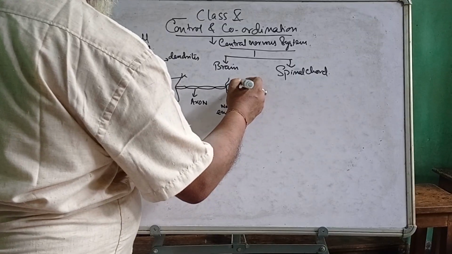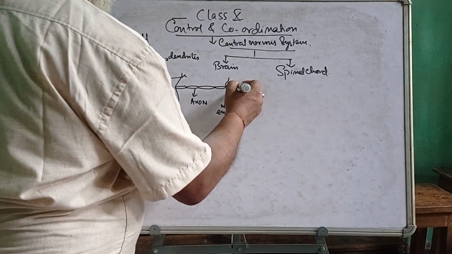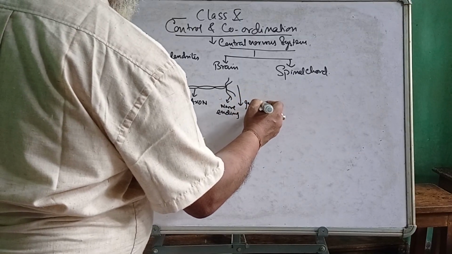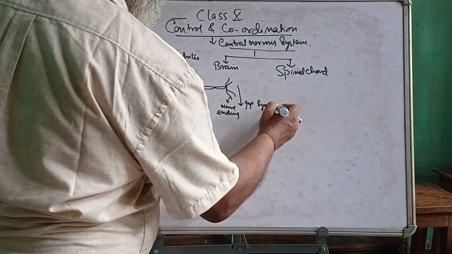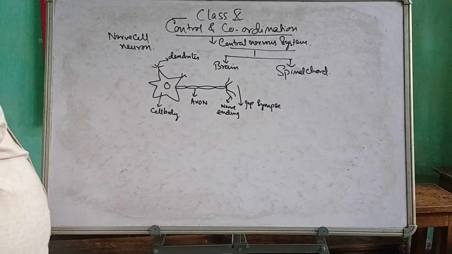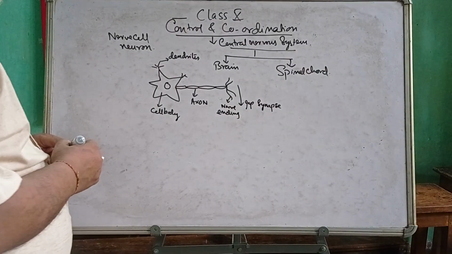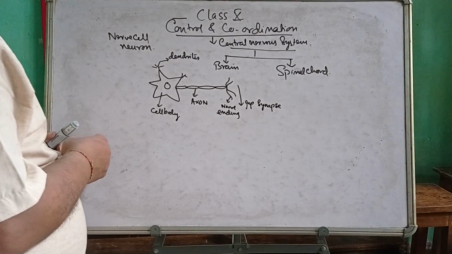And here there is a gap between two neurons. This gap is called a synapse, S-Y-N-A-P-S-E. So this is the structure of a nerve cell, that means a neuron.